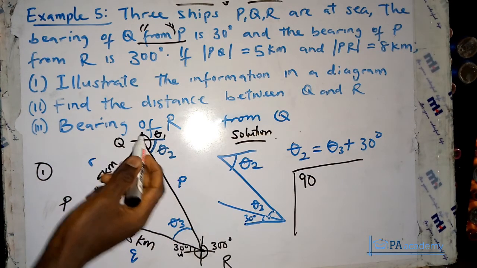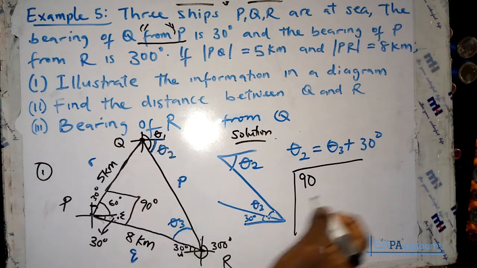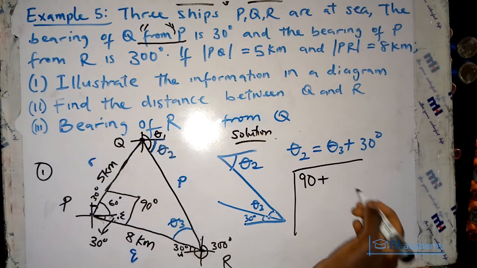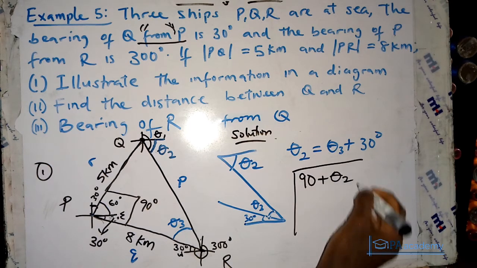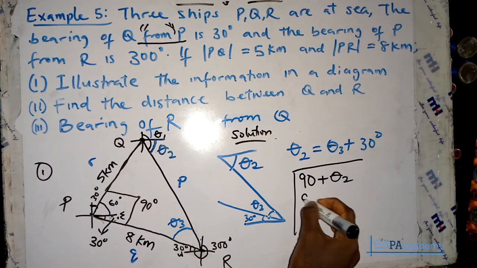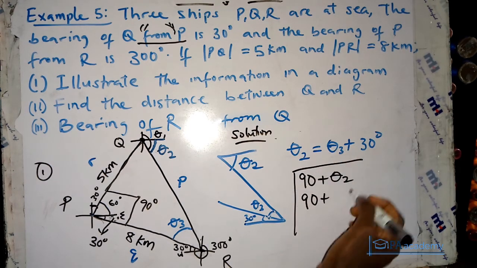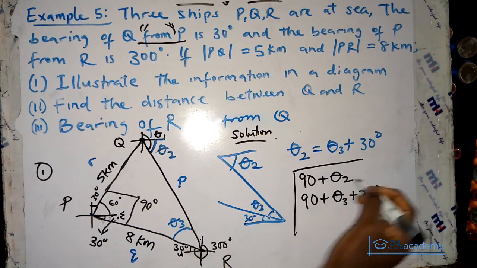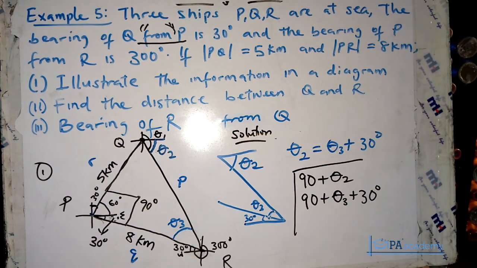90, which is the first quadrant. 90 plus theta 2. And our theta 2, we've represented it, will be theta 3 plus 30 degrees. So what we need to get now is the value of theta 3, which is this angle here. The reason why I did this is so that you can understand properly when we start solving.